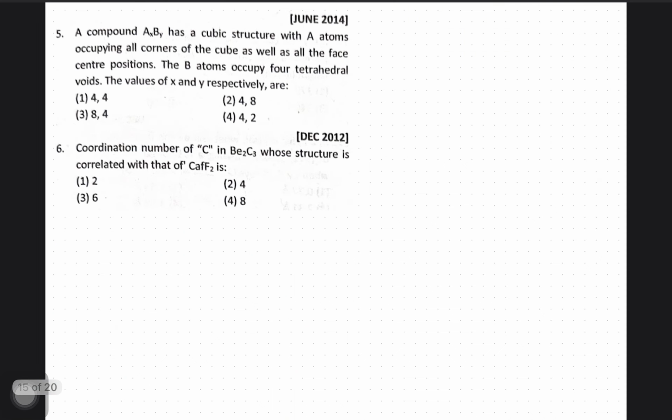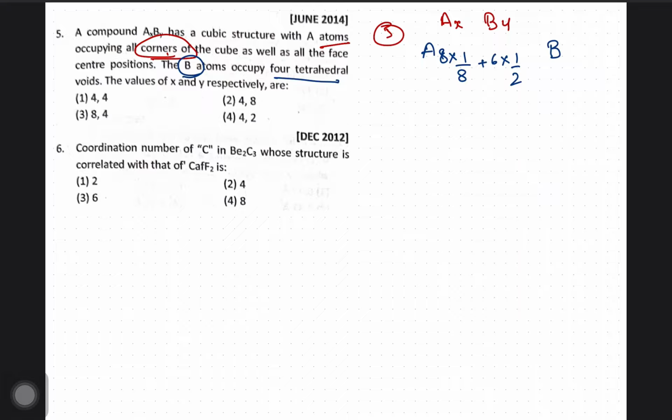Now, fifth question: a compound AxBy has a cubic structure with A atoms occupying all the corners. Corners means 8, contribution is 1 by 8, as well as the face centers, 6 faces, and contribution is 1 by 2. The B atoms occupy 4 tetrahedral voids. So here B will be 4. This is y.